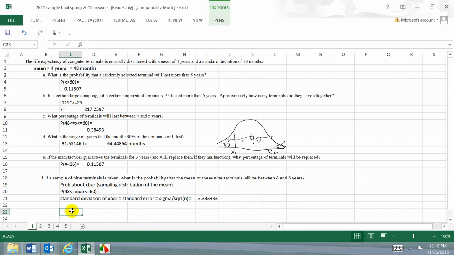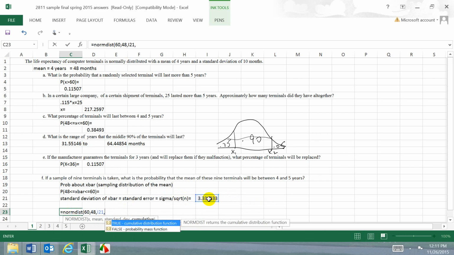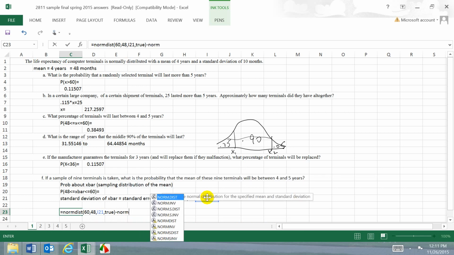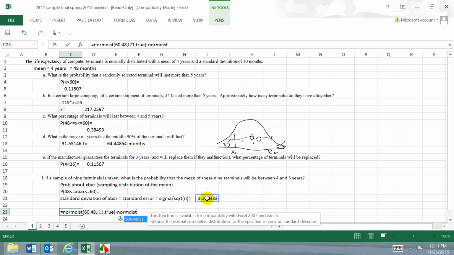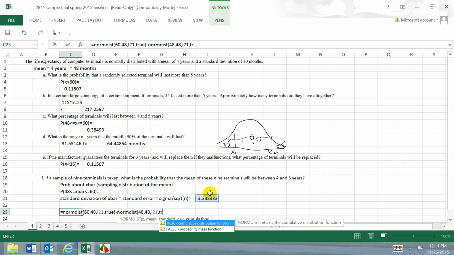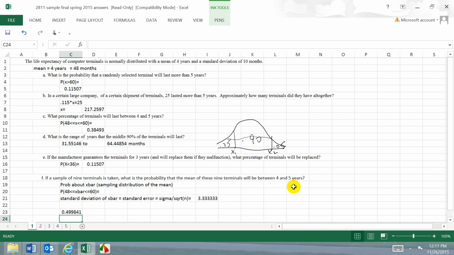So we're going to do the same calculation we did before, except using the standard error. That's going to be norm dist 60, 48, but now we're using the standard error, the standard deviation of x bar, instead of the standard deviation of x, true, minus norm dist 48, and so on. And here is our answer, 0.49.